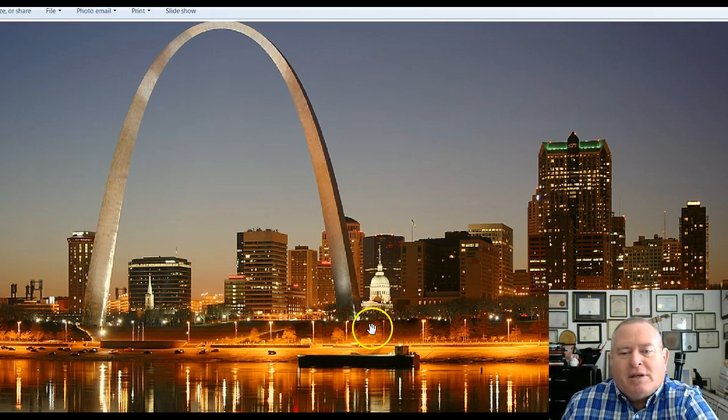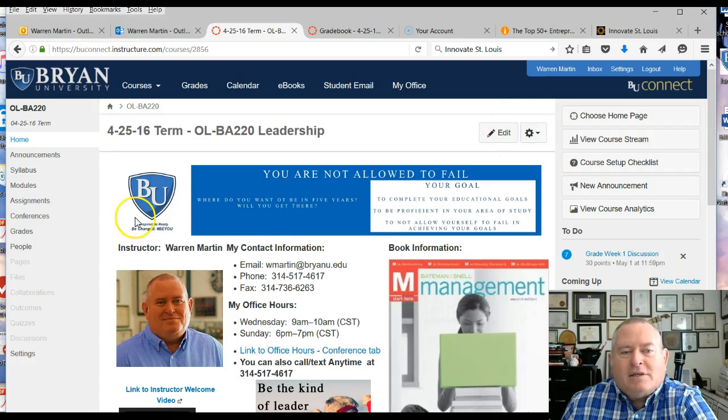Got a little picture up here of St. Louis. Actually, I just got this picture from an article I found that I'm going to mention to you guys here in a second. But anyway, St. Louis Arch.